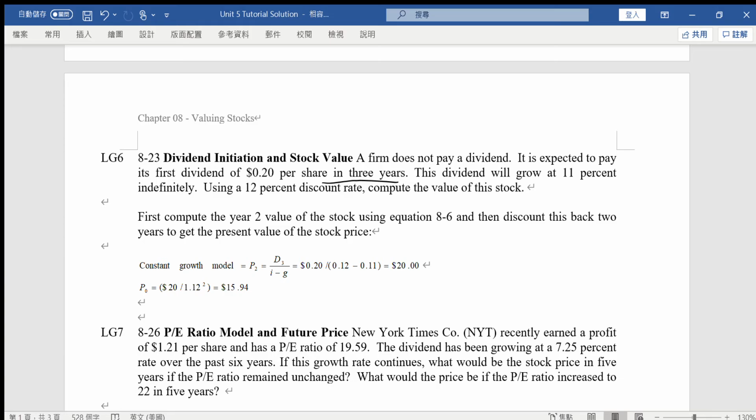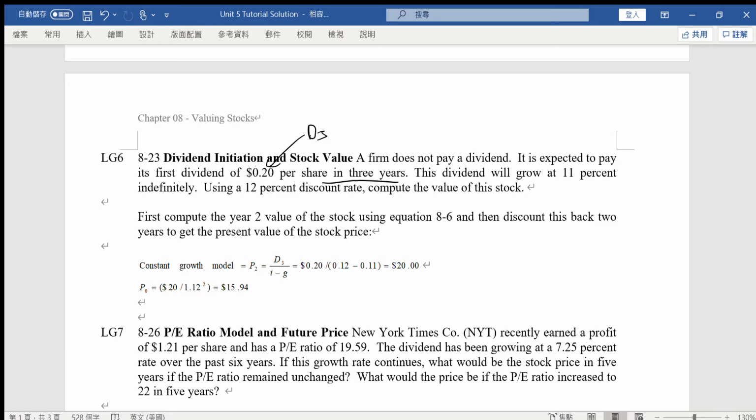Okay, so for this one, we will make use of this information to work it back to the present value of the stock price. According to the information, the company will give a dividend of 0.2 in year 3. That's why this figure is D3, right? In order to work back to the present moment, first of all, we will work back to year 2.